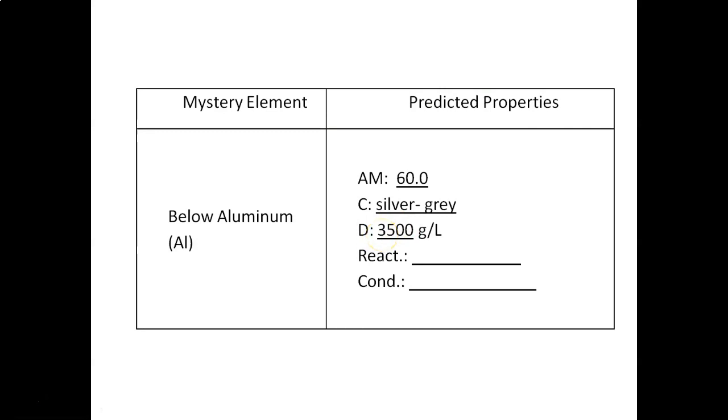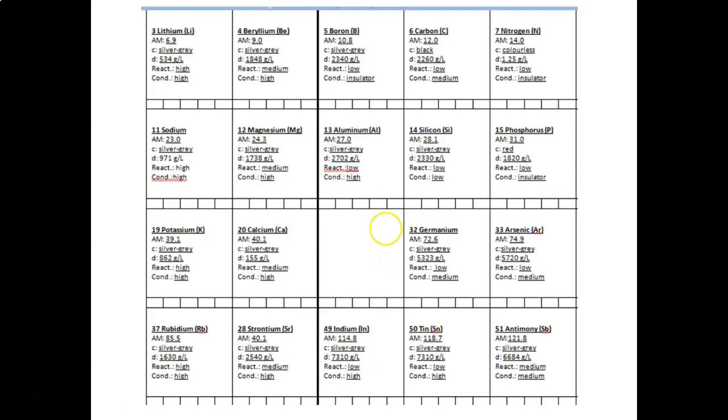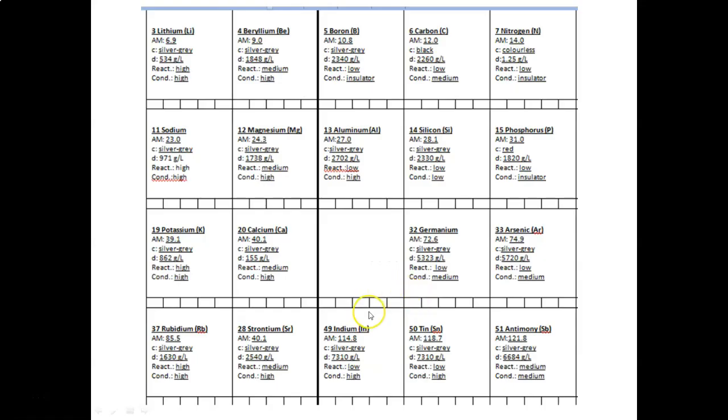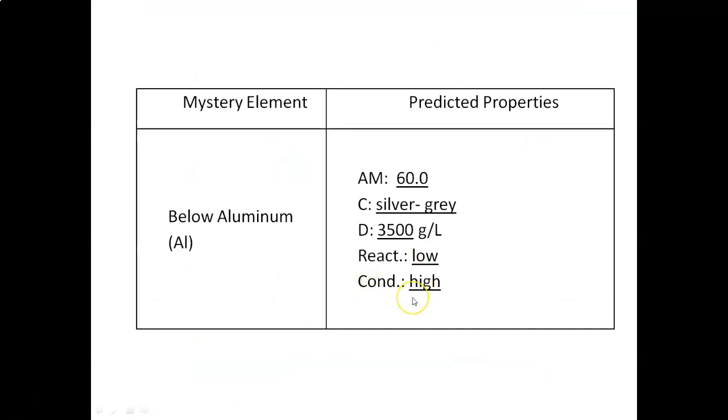It doesn't matter what the exact value is or whether the value is correct. What matters is that I make my prediction and use what I'm observing in my periodic table to make it. Next, we'll predict its reactivity. All of the elements in the same group have low reactivity, so I'm going to predict that it has low reactivity. And finally, our conductivity. We'll notice that the first element was an insulator, but right above it and right below it are conductors, and to the left and right of it are conductors. So I'm going to predict that it's a conductor.